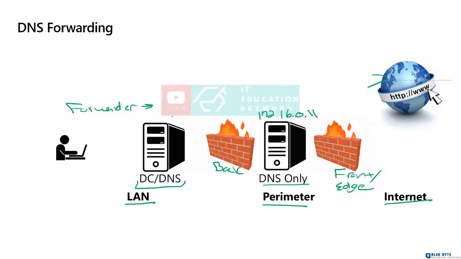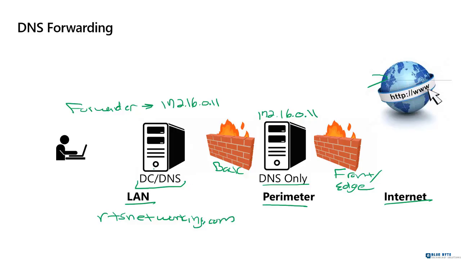What I will do now is go configure my forwarder here to say forward any unknown traffic to that address. That easy, I would be completely done. So again, assume the name of my domain is rtsnetworking.com. If this gets any traffic destined for any other domain other than RTS Networking, it's going to pass it through this back firewall to this DNS server. This front firewall only allows DNS traffic from this server to traverse through that edge or front firewall.